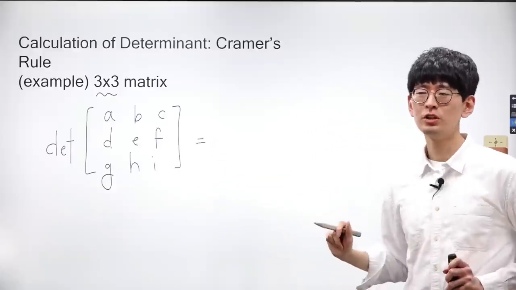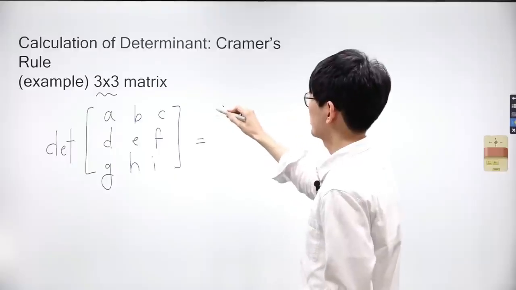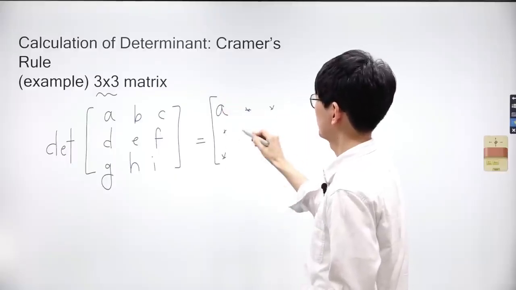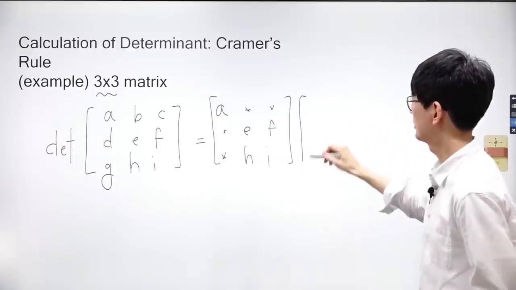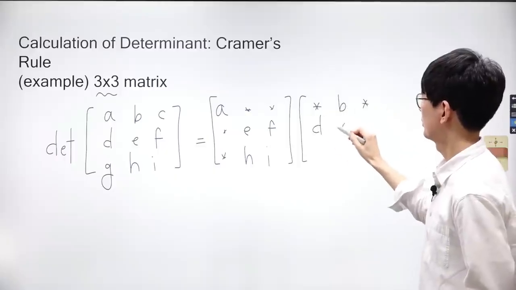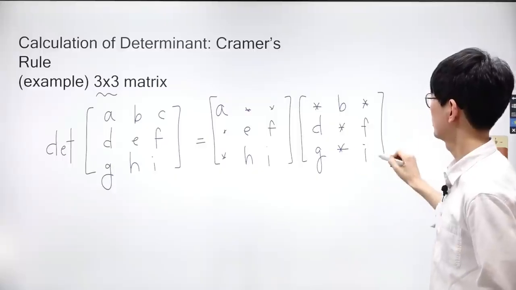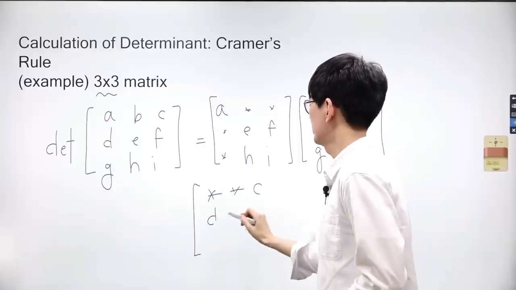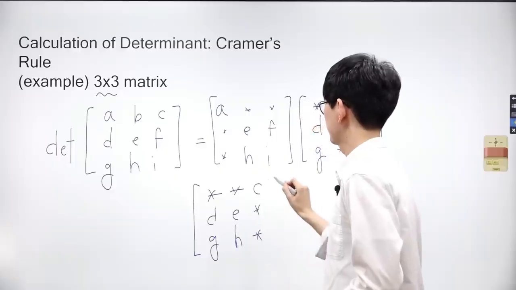To calculate the determinant of a 3x3 matrix, we split it as follows. First, multiply the element A at the first row and first column by the determinant of the 2x2 matrix that remains after removing the row and column containing A. Next, multiply the element B at the first row and second column by the determinant of the 2x2 matrix that remains after removing the row and column containing B. Lastly, multiply the element C at the first row and third column by the determinant of the 2x2 matrix that remains after removing the row and column containing C.